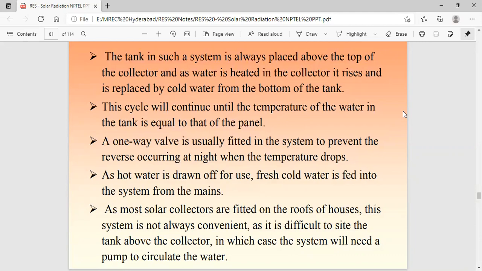As most solar collectors are fitted on the roofs of houses, this system is not always convenient as it is difficult to site the tank above the collector, in which case the system will need a pump to circulate the water.